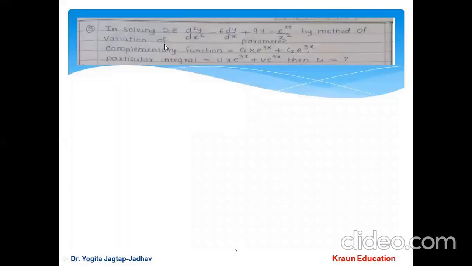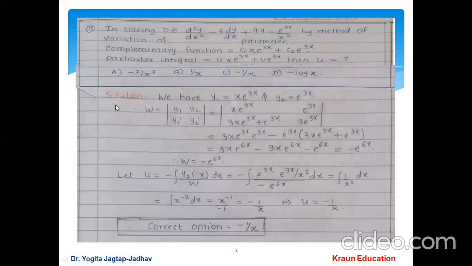Now, look at this third example. For solving this differential equation by using the method of variation of parameters, the complementary function is provided, that is equal to c1 x e raised to 3x plus c2 e raised to 3x. These options are also provided. Now look at the solution. Here again, by comparing this complementary function with c1 y1 plus c2 y2, we have y1 equal to x e raised to 3x and y2 equal to e raised to 3x.